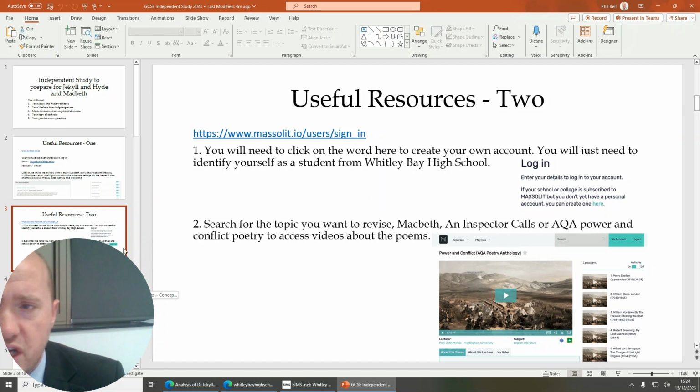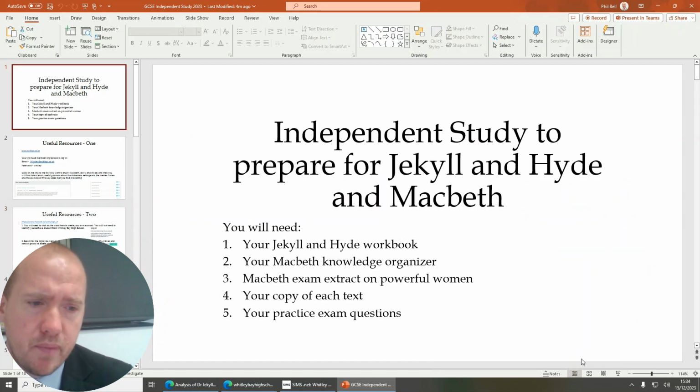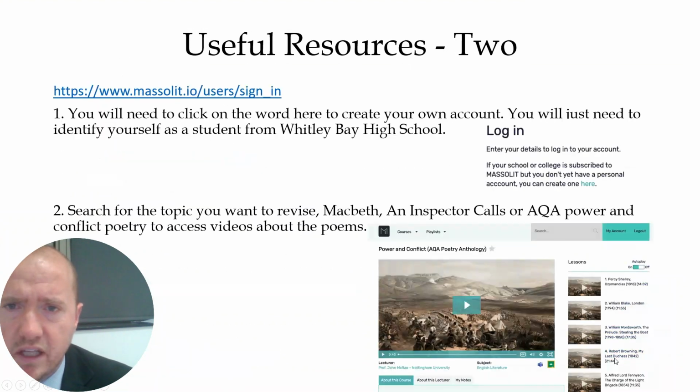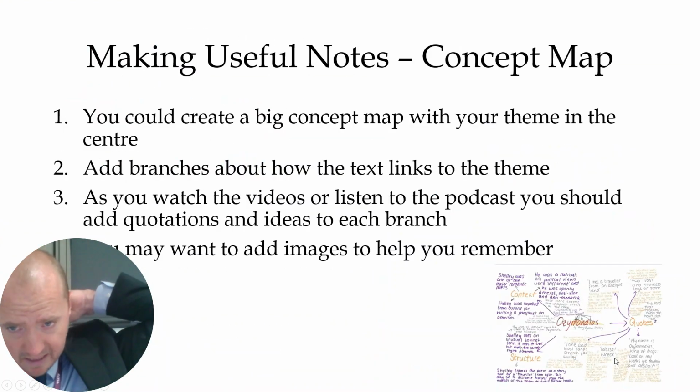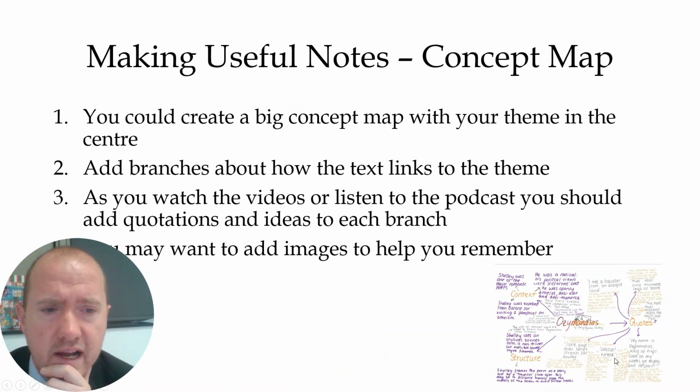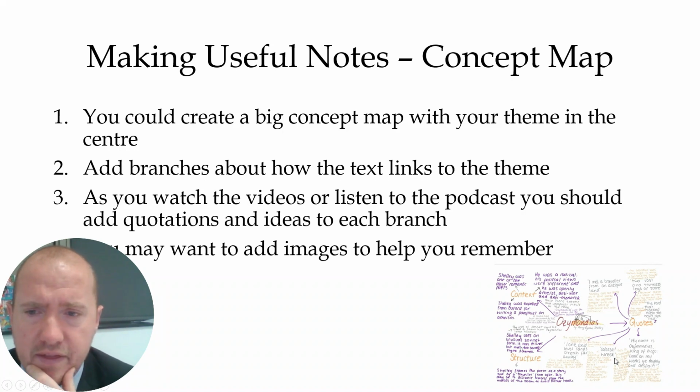Now, what do you do with your knowledge? You've got your booklet for Jekyll and Hyde. You've got all your knowledge from Macbeth and Rise and Revise. You've got your texts. Well, you can do things such as this. You can make yourself a concept map, a map for all of your ideas. Here's one for Ozymandias and poetry, but you'll be focusing on it for Macbeth and Jekyll and Hyde.